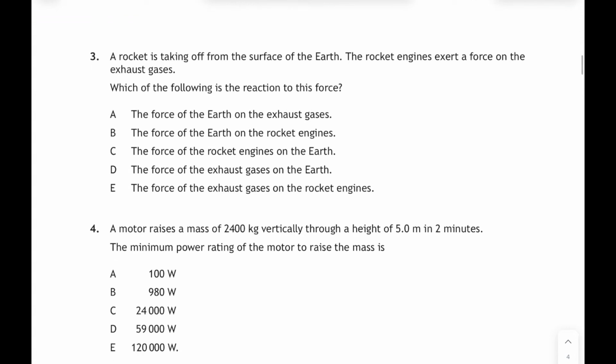A rocket is taking off from the surface of the Earth, and the rocket engines exert a force on the exhaust gases. Which of the following is the reaction to this force? Well, from Newton's third law, every action has an equal and opposite reaction. So if the rocket engines exert a force on the exhaust gases, then the gases must exert an equal and opposite force on the engines. Any mention of the earth here or the ground here is incorrect, and all the other answers talk about the force on the earth. So it's answer E.